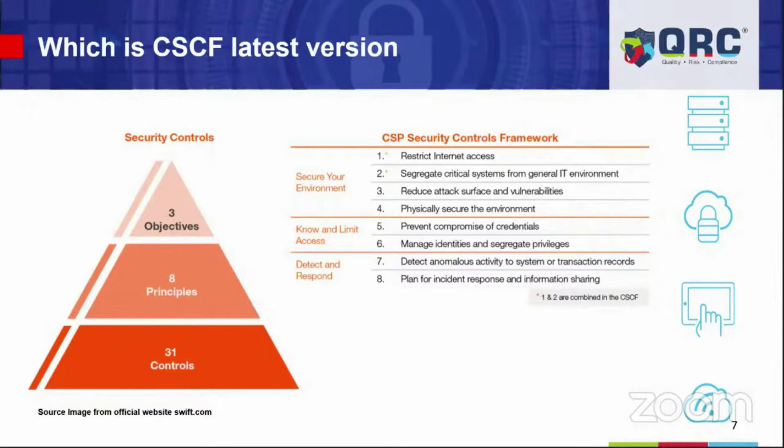So basically all these 8 principles, and again there are 31 controls, again they're divided into two ways. One is the mandatory controls, and another one is the advisory controls.